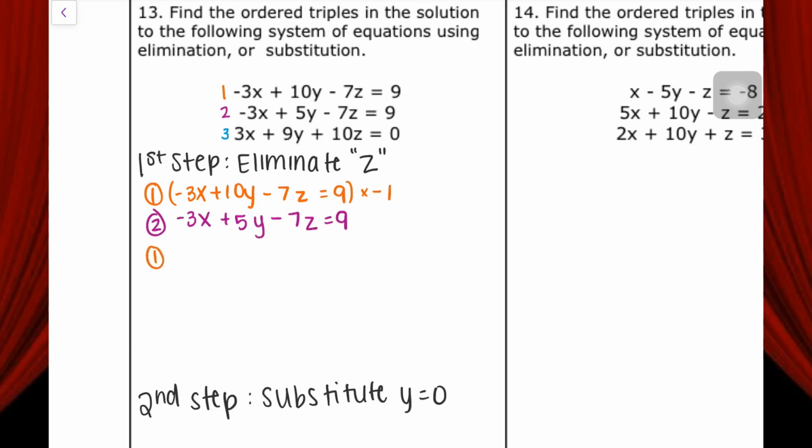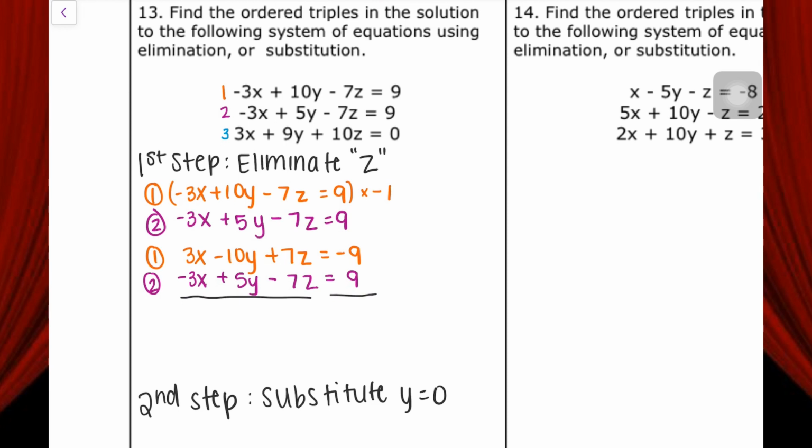So when you multiply negative 1 times negative 3x, you get positive 3x. When you multiply negative 1 times positive 10, you get negative 10y. When you multiply negative 1 times negative 7, you get positive 7z. Last but not least, negative 1 times 9 is negative 9. Your second equation, you are not going to touch it. So let me go ahead and rewrite my second equation. Now, your z terms are opposites of each other, so they will be able to be eliminated.